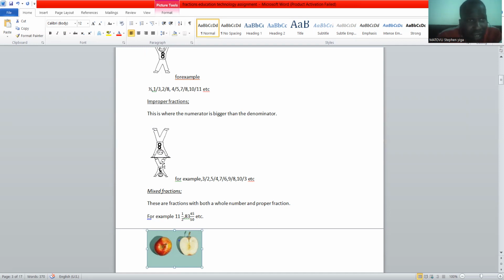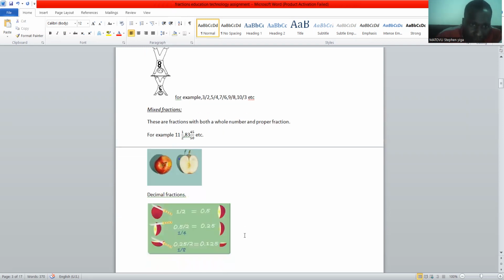1,000/10, and so many more types of improper fractions. Then we have mixed fractions. Mixed fractions are fractions whereby you have a whole number and a proper fraction.